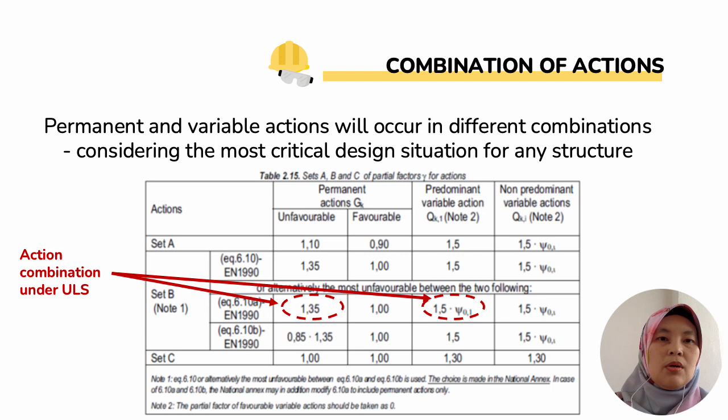So basically, when we talk about the combination of actions, we are going to look into the permanent and variable actions that will occur in different combinations, considering the most critical design situation for any structure. In particular, for reinforced concrete design, we are going to consider the design of reinforcements under the ultimate limit state, whereby the partial factor of safety considered is 1.35 for the permanent action, and 1.5 for the variable action.